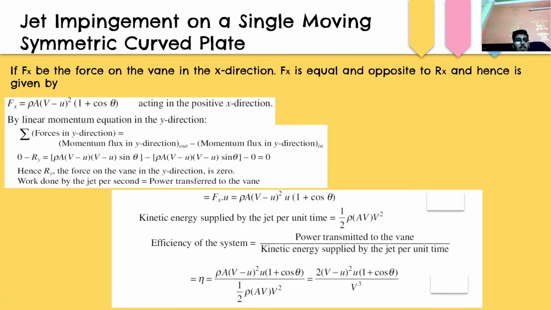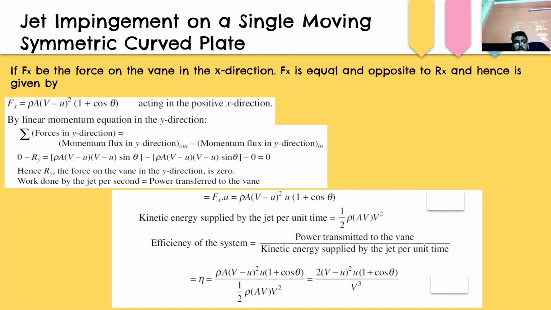Now the second thing: if Fx is the force on the vane in the x direction, Fx is also equal and opposite to Rx, hence given by Fx equals rho A relative velocity squared into 1 plus cos theta, acting in the positive direction. By the linear momentum equation in the y direction, similarly, Ry, the force on the vane in the y direction, is 0.